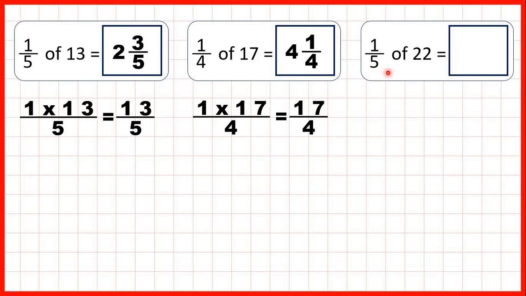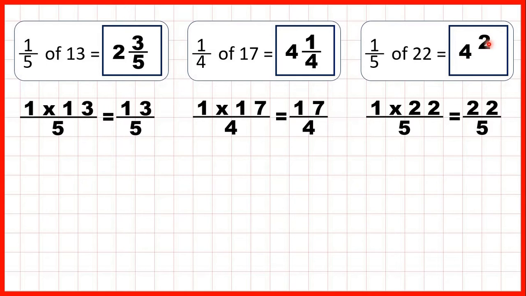Finally, we have 1/5 of 22. So that's 1 times 22, or 22 over 5. We can turn that back into a mixed number, because 22 divided by 5 is 4 remainder 2, the denominator stays the same, and then we can check 4 times 5 is 20, plus 2 is 22.